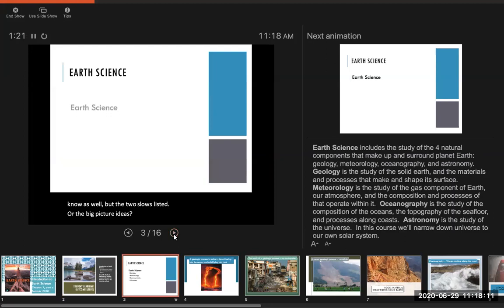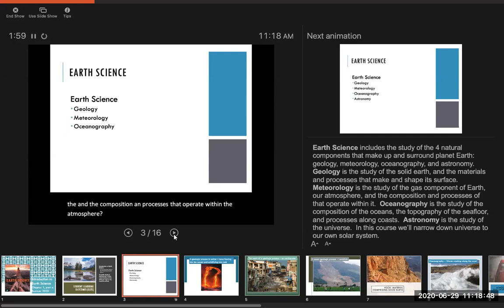Earth science. Earth science includes the study of 4 natural components that make up and surround planet Earth: geology, meteorology, oceanography, and astronomy. Geology is the study of the solid Earth and the materials and processes that make and shape its surface. Meteorology is the study of the gas component of Earth, or atmosphere, and the composition and processes that operate within the atmosphere.